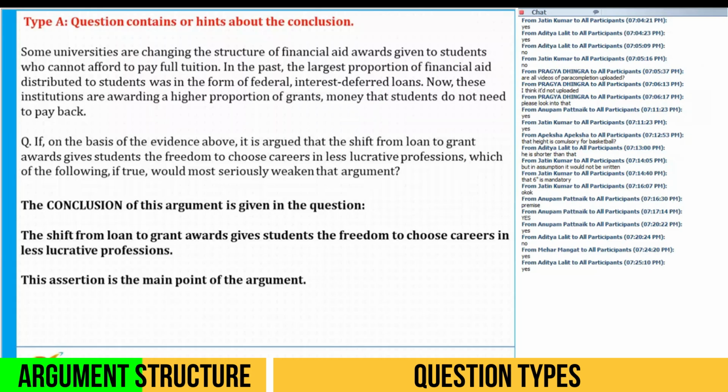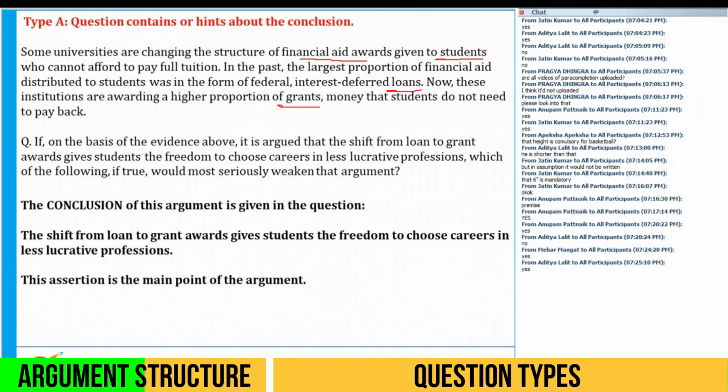Now, there is no conclusion here. If you see, there's no conclusion. He's just giving you general information that the structure of the financial aid given to students will change. Earlier, it was in the form of loans, which the students had to pay. Now, it is going to be in the form of grants, and students will not have to repay that money.